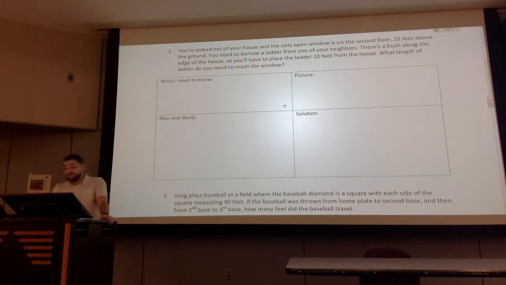Again, it reads, you're locked out of your house and the only open window is on the second floor, 25 feet. So we're going to circle that first number with its measurement, above the ground. You need to borrow a ladder from one of your neighbors. There's a bush along the edge of the house, so you have to place the ladder 10 feet from the house. What length of ladder do you need to reach the window?